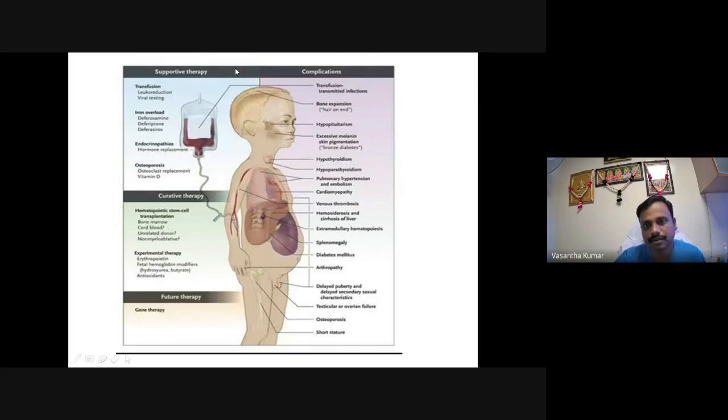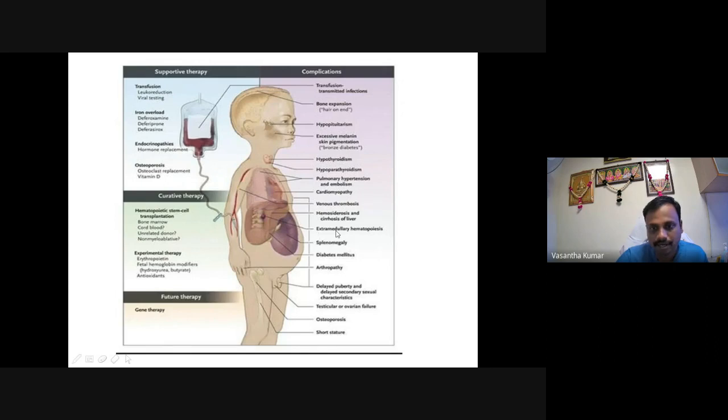In this slide, you can appreciate that since these patients need repeated blood transfusions, they are at risk not only of excess iron overload, but the chance of infections like hepatitis B, HIV, hepatitis C, syphilis, and malaria is also more in these patients. And then there is hypopituitarism, excess melanin skin pigmentation, a condition called bronze diabetes. There is hypothyroidism or hypoparathyroidism, and cardiomyopathy due to excess iron deposition in the heart.